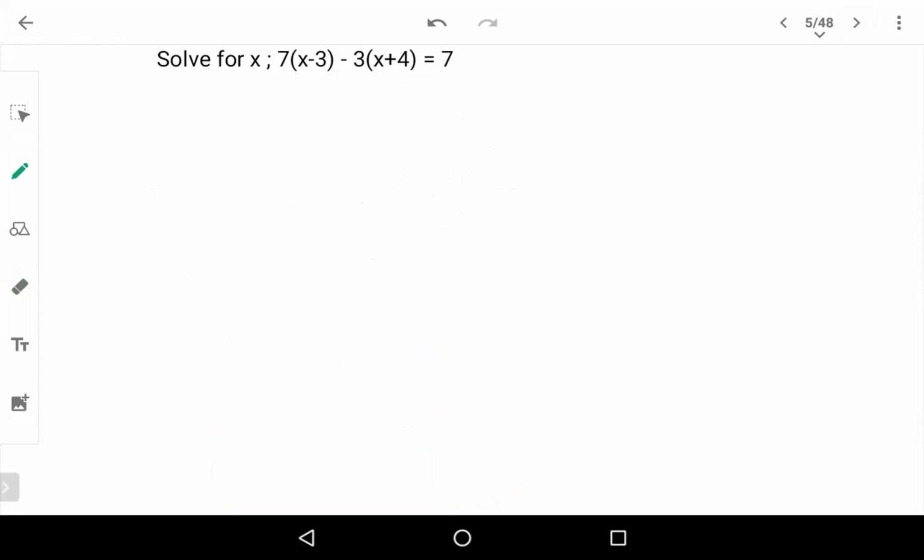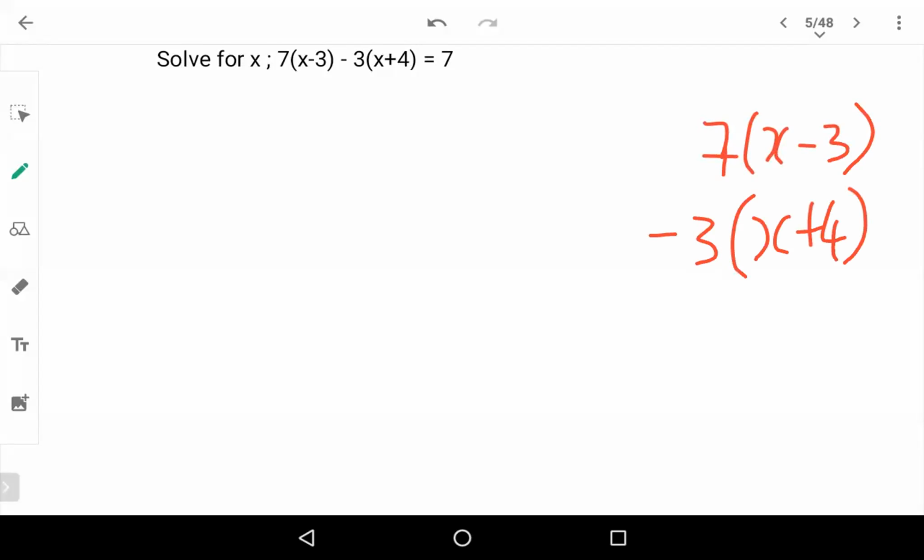Now in this question, look carefully. Solve for x, and we have two expressions given: 7 into (x minus 3), this is the first one, and then minus 3 into (x plus 4), this is the second one. Now we have to remove the brackets first for both, and then we'll go with the steps.